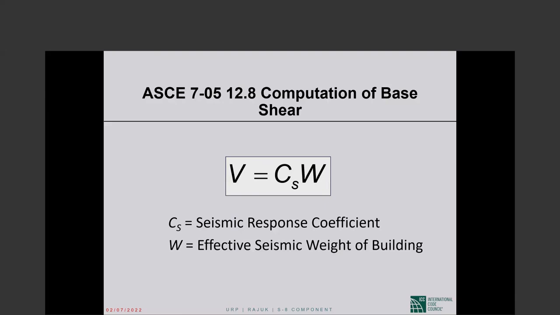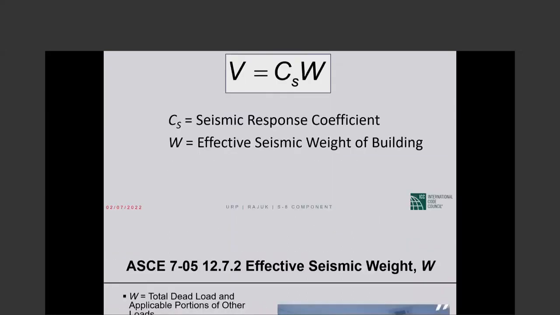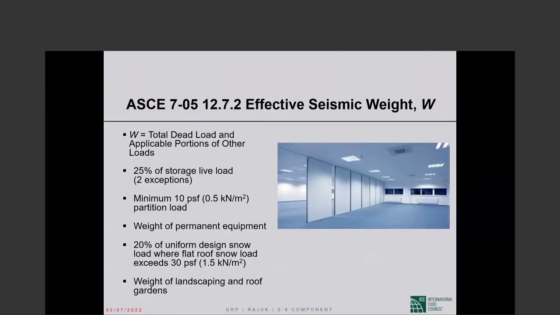Anyway, so in ASCE 7, the design base shear is C sub S, the seismic response coefficient, multiplied by the building's effective seismic weight. W is the seismic weight of the building, and the idea is it is the weight of the building at the time the design earthquake hits.